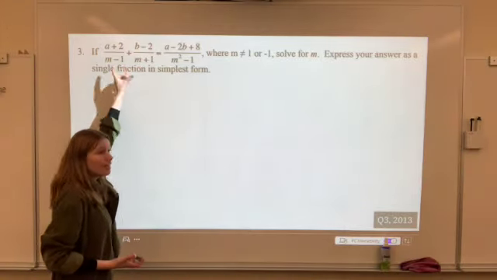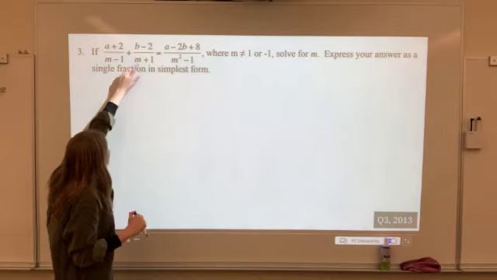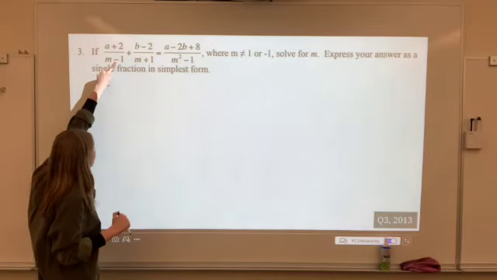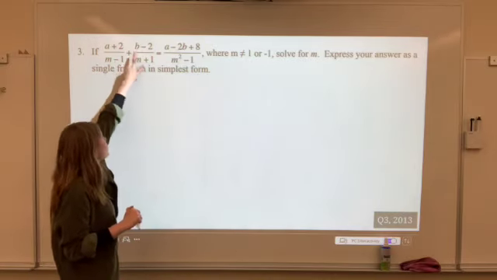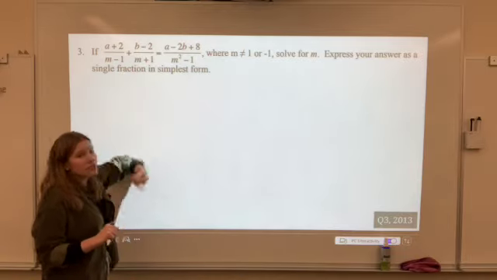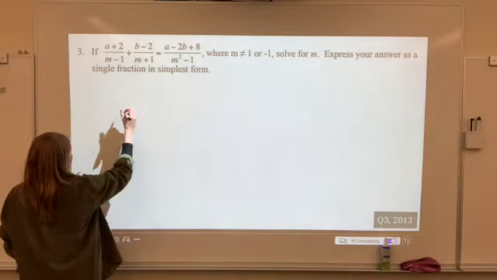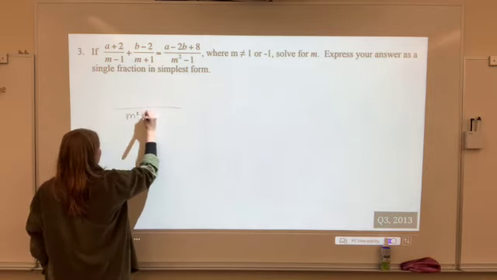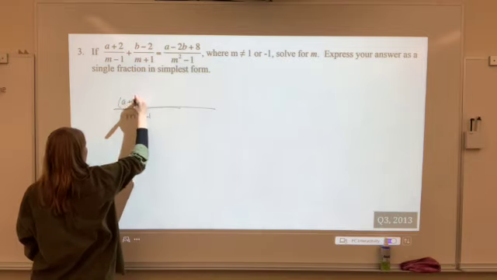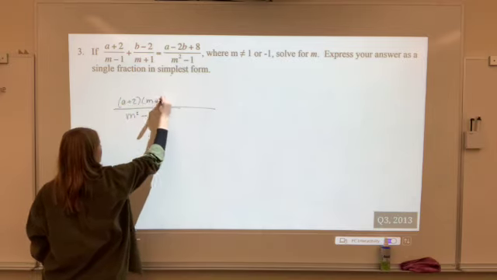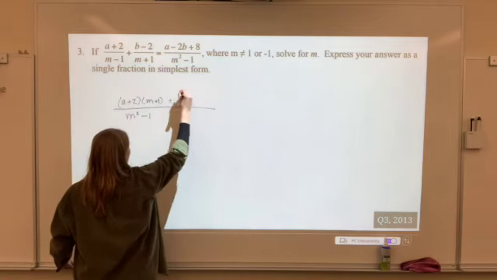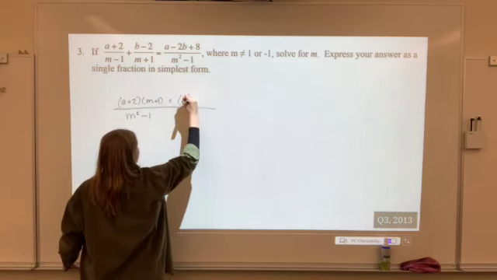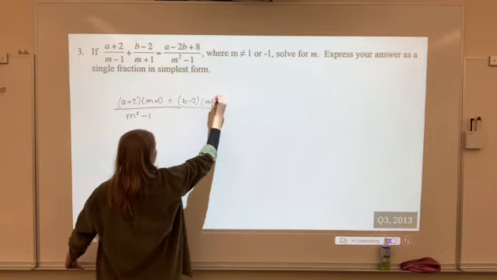So, conveniently for us, if we multiply this one by m plus 1 over m plus 1, and this one by m minus 1 over m minus 1, the denominator is pretty simple. It's a difference of two squares. So we get our denominator is equal to m squared minus 1. And our numerator is going to be a plus 2 times m plus 1 plus b minus 2 times m minus 1.